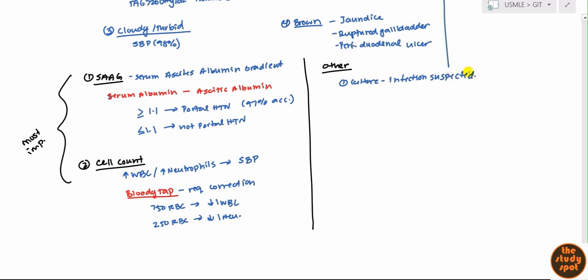You might even want to do a glucose, and glucose tends to be low in patients with some type of malignancy, or if there is some type of bowel perforation. So that's when you want to check out glucose.